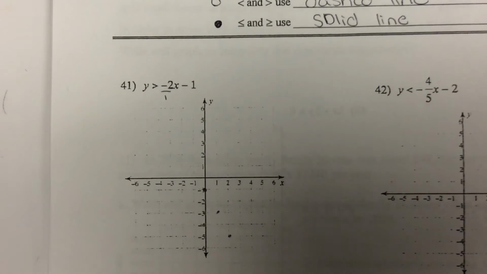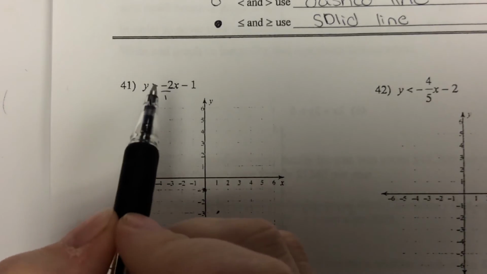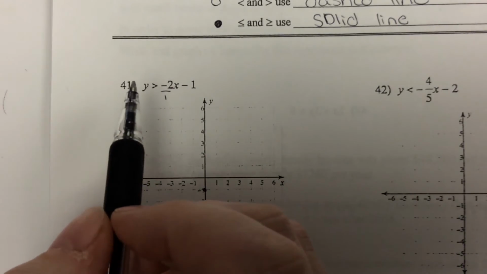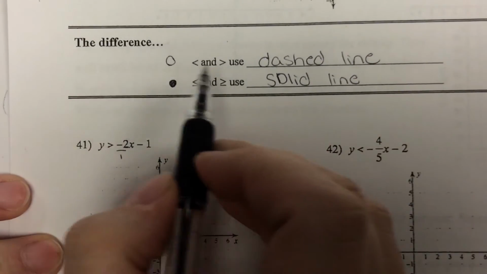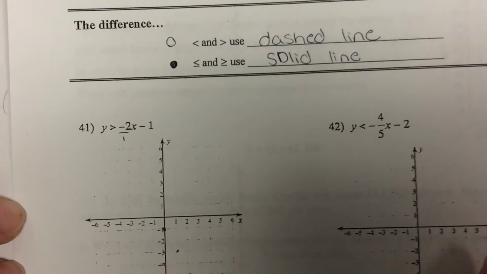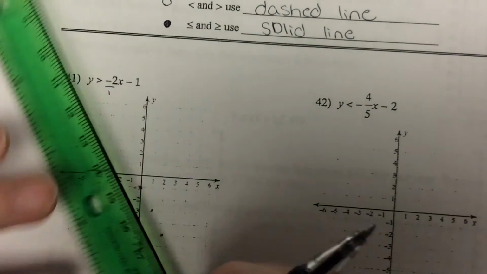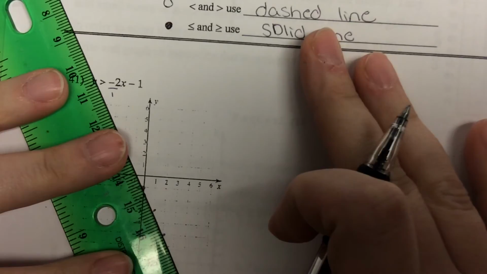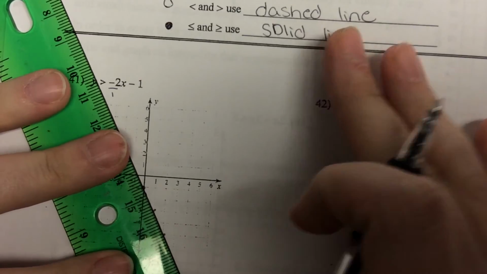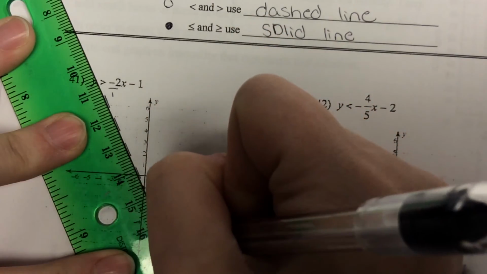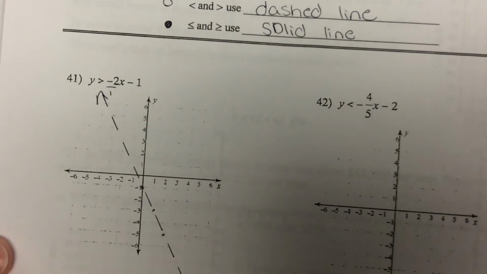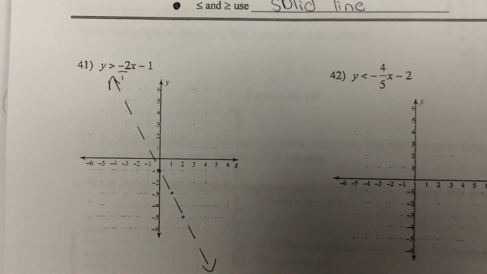Now, before we draw any lines, let's look at our symbol. We have the greater than symbol. This isn't greater than or equal to. It doesn't have the line underneath it. So let's look up here. We need to use a dashed line. Okay? So when we're graphing, connect with a straight edge, use a dashed line. Like that. Perfect. All right.